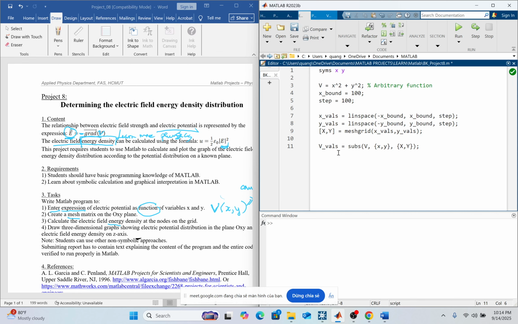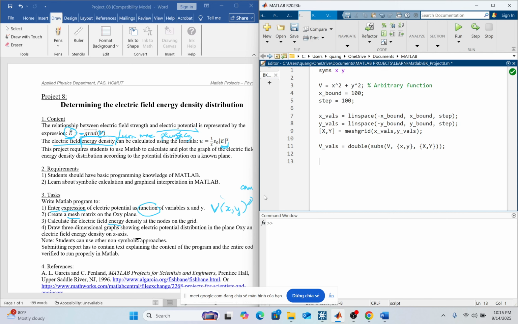This is like substitute, and now your v values will be a matrix containing 10,000 different electric potential values corresponding to the 10,000 discrete points in space that you created earlier, and you will have to convert this into a double. Double is just a format. When you declare a variable, this is going to be a symbol, right? A symbol is something you can substitute into, and a double is a number, a float number. So basically you have to call double to convert this v into a set of actual numbers instead of just functions. Now you have the v values.